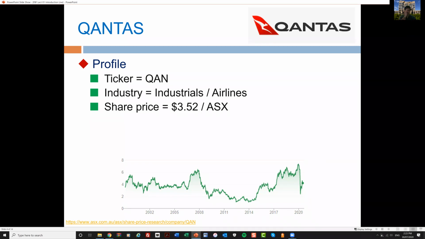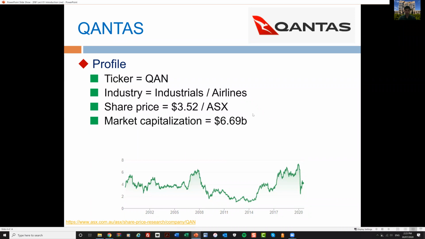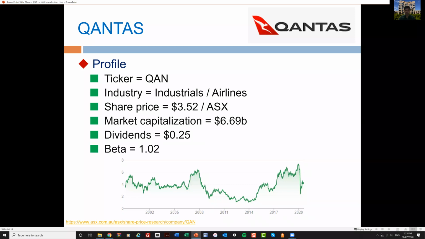So the ASX is the Australian Stock Exchange. So if you want to buy shares on the Australian market, that's where you go. Okay. So Qantas has a market capitalization or firm value of 6.69 billion. So B means $1 billion. So it's large, but it's not Apple large. Okay, so it's still a large company. It pays about 25 cents per share in dividends or in cash to its owners per share, and it has a beta of about 1.02.